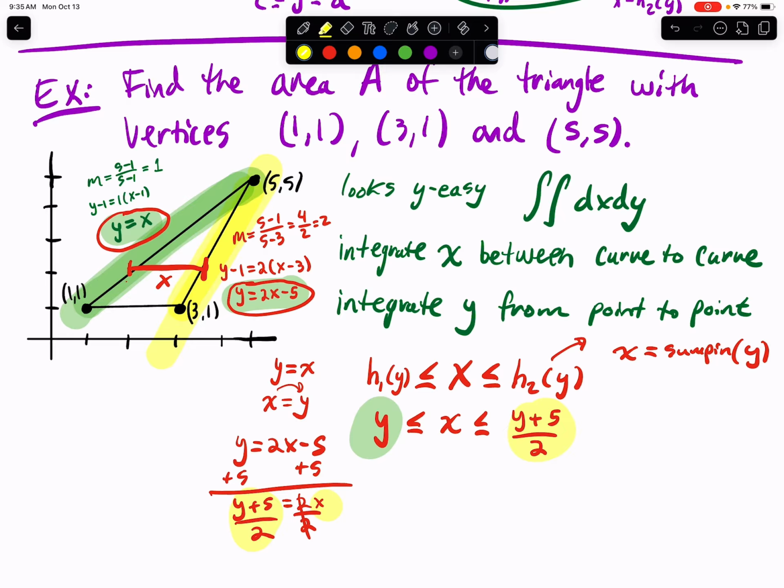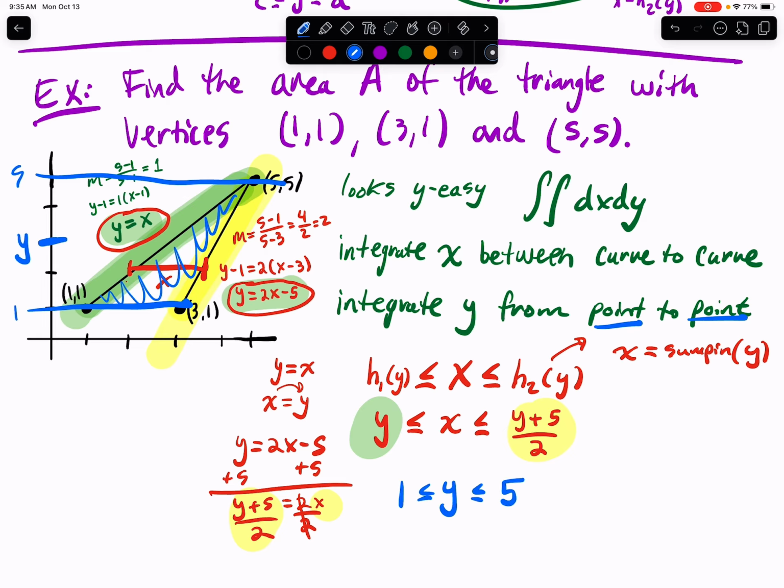And then the y value runs from what to what? It runs from point to point. So the lowest y value goes from 1 up to the highest y value, 5. So I run from y equal 1 to y equal 5. And that's going to cover the whole span of that triangle. So the y value goes from point to point, 1 to 5.